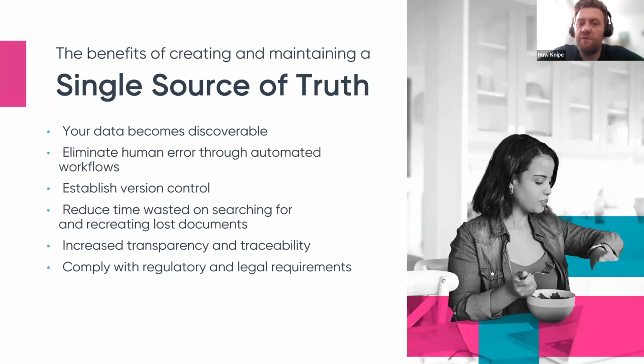So what we see, some of the benefits of centralized information, they include making your data become more discoverable, helping eliminate human error through automating your workflows. It allows you to establish central version control. It reduces the billable time wasted on searching for or recreating lost documents. It increases transparency and traceability across your teams, and allows you to comply with regulatory and legal requirements. And that's where hopefully Mail Manager can come in.